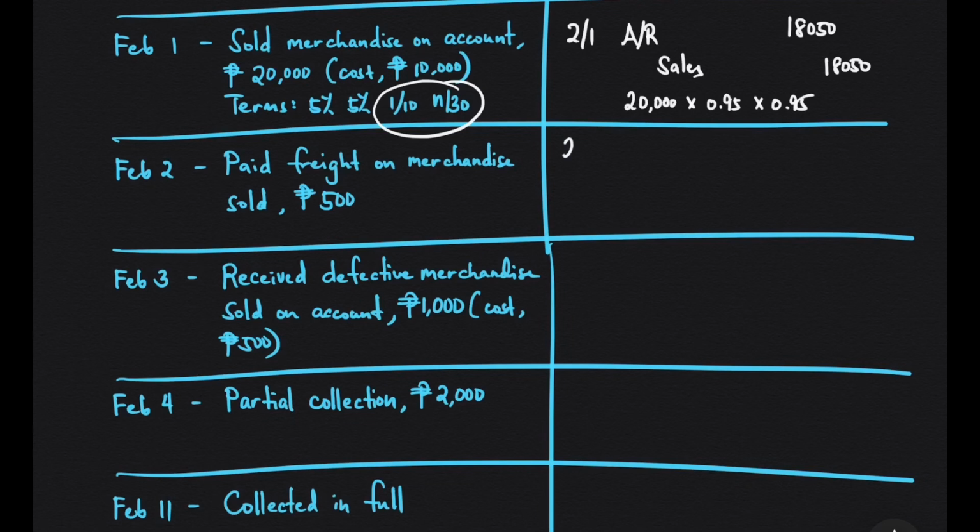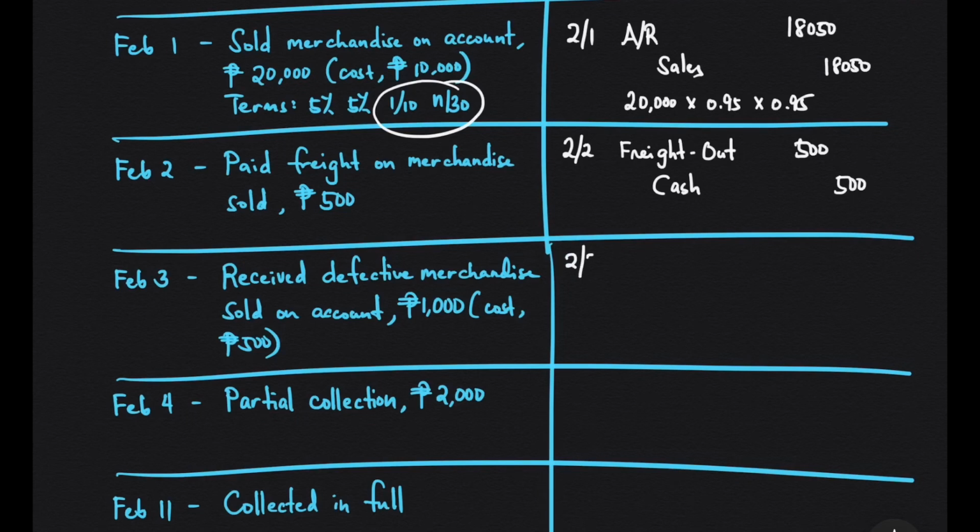Next, February 2, paid freight on merchandise sold. So you are the seller and then you paid the transportation. So you would be debiting freight out. Then it says that you paid, so credit cash, amount is 500.